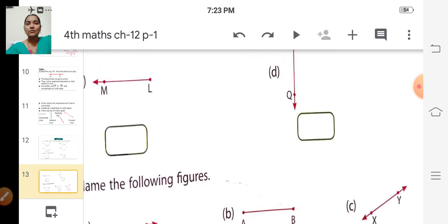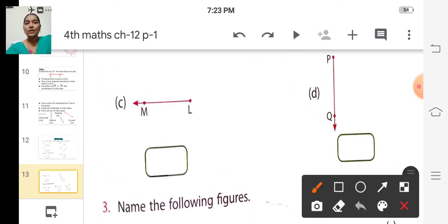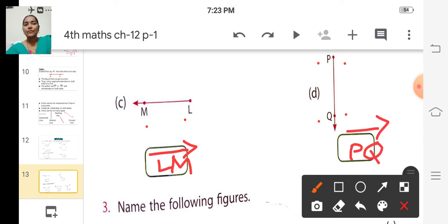The next one, this ray, we can name it as LM ray. And this one is PQ, so we can name it as PQ ray. The only thing is, if it is a ray, we have to put an arrow mark above the 2 points.